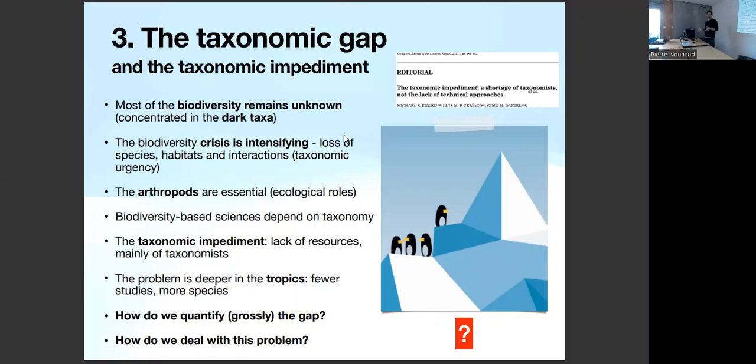Taxonomists are like, we are going extinct, right? And the proof of it is that I'm here, right? Because, yeah, you understand.